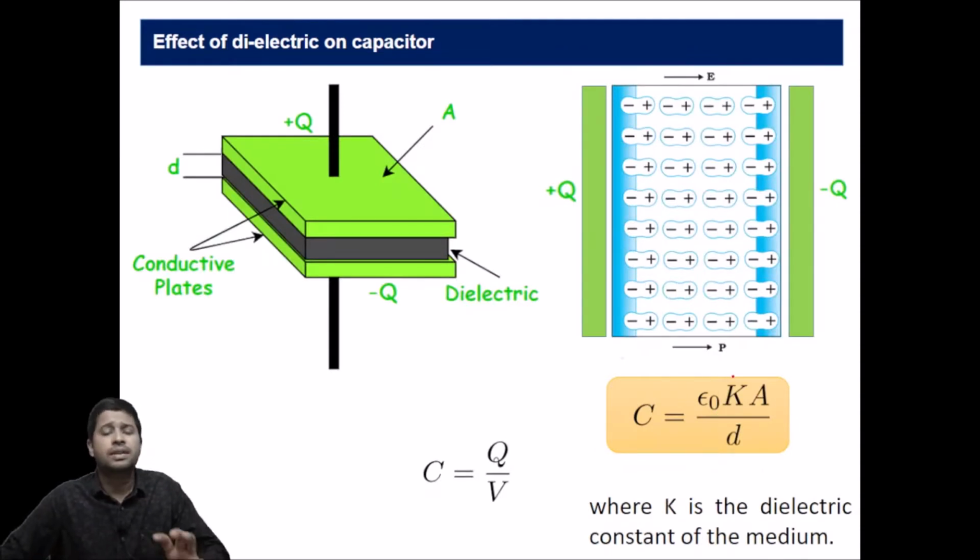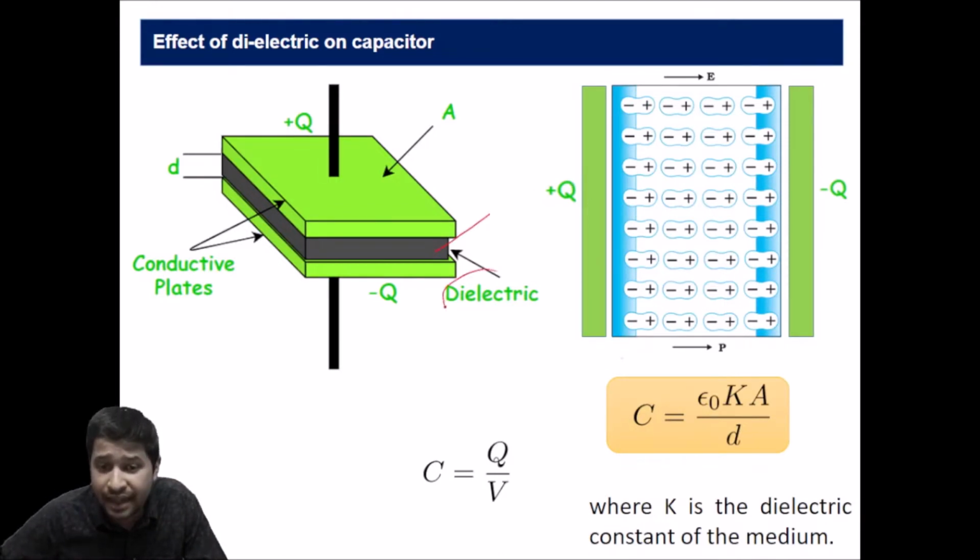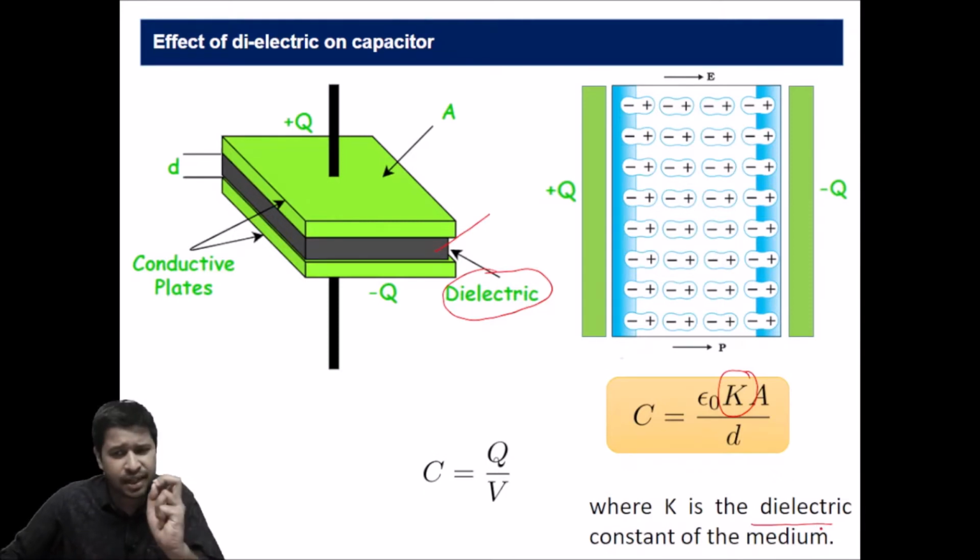Now the next thing we need to know is that if instead of air between the plates, we replace the air by something called a dielectric, then the entire capacitance will get increased by a factor which is called K, known as the dielectric constant of the medium. Now let us have a detailed look at what is actually happening.